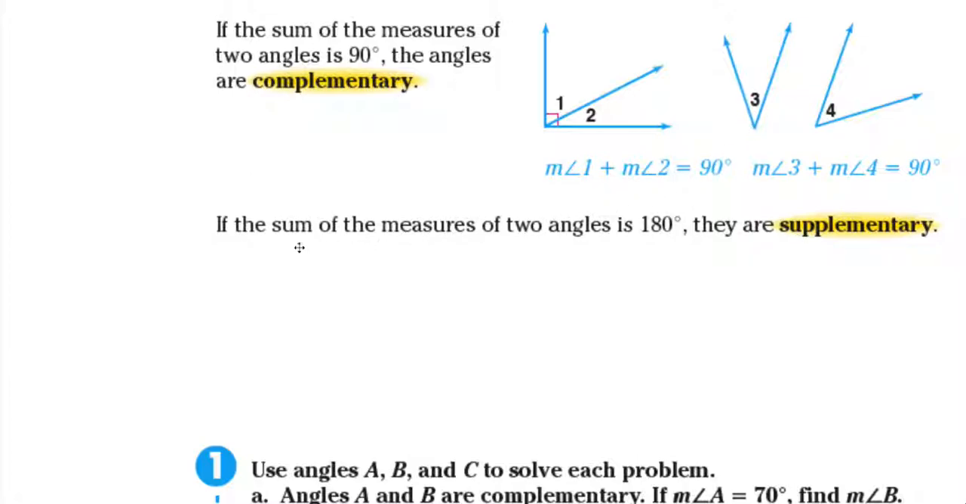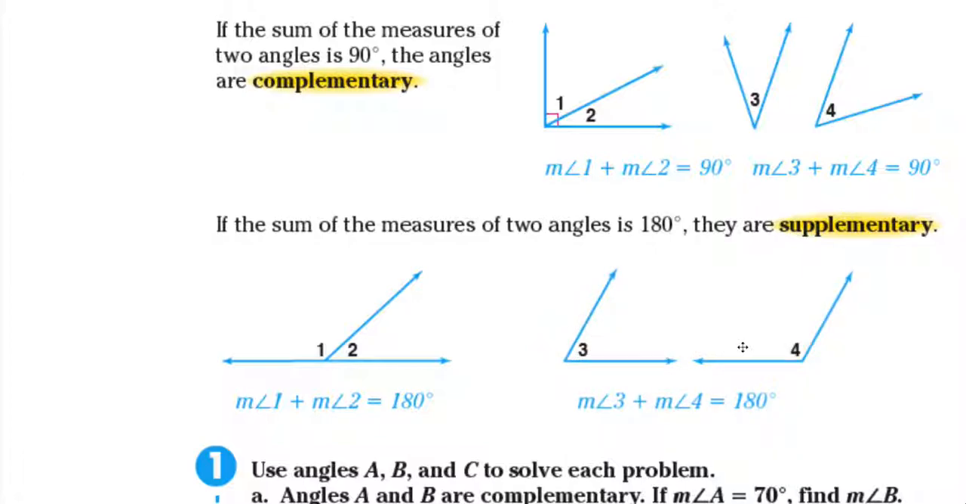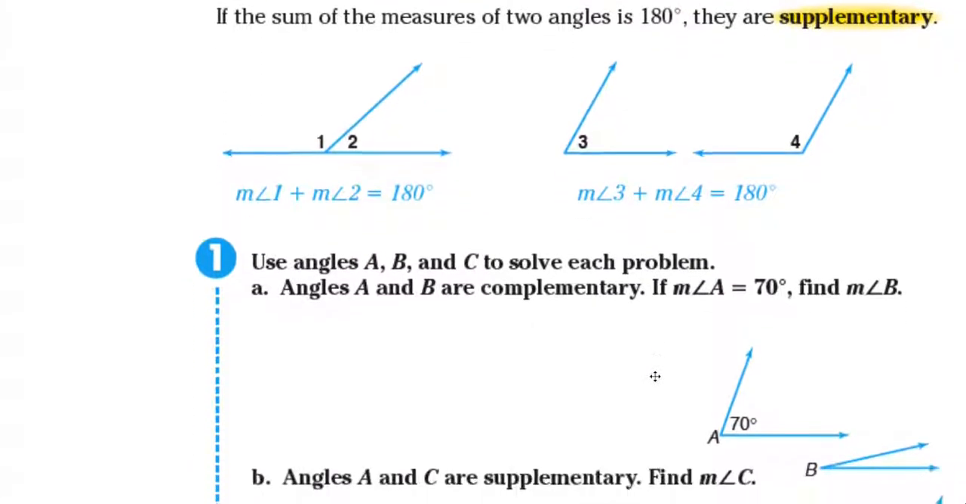Okay, next definition. If the sum of the measures of two angles is 180, they are called supplementary angles. And this is an example of supplementary angles. Remember, this is a straight angle, an angle that creates a 180 degree angle. So if you get the measure of angle 1 plus the measure of angle 2, the sum will be 180 degrees. And these are for adjacent angles. For non-adjacent angles, angles 3 and 4, the measure of angle 3 plus the measure of angle 4 will also equal 180 degrees. Okay, which brings us to example number 1.